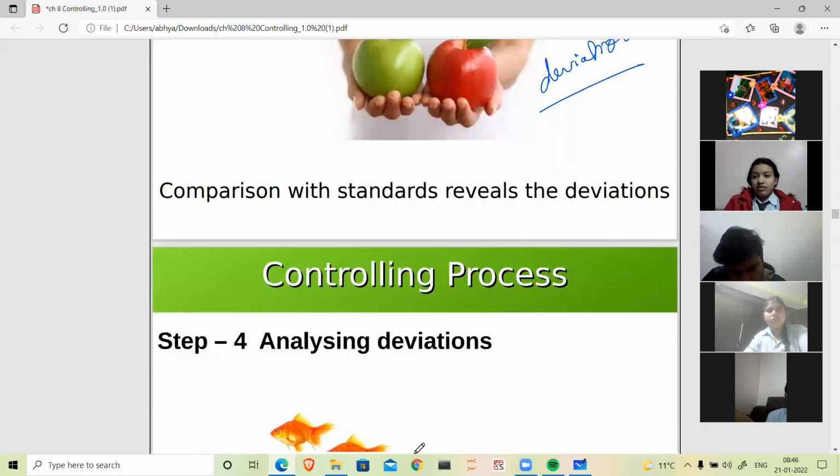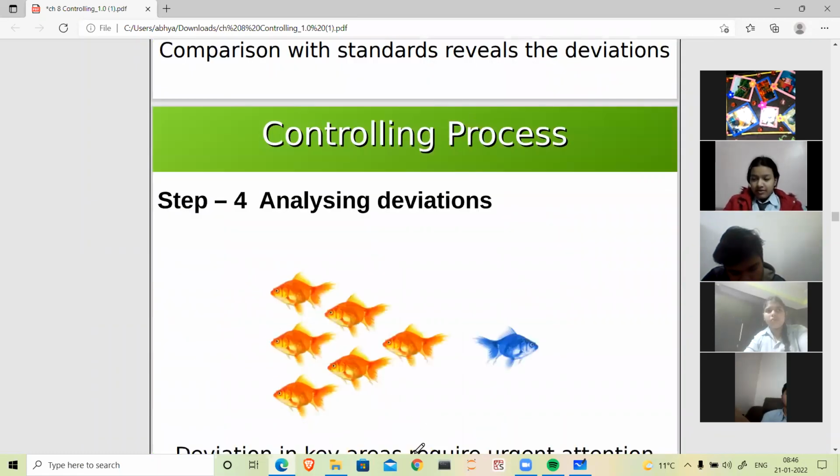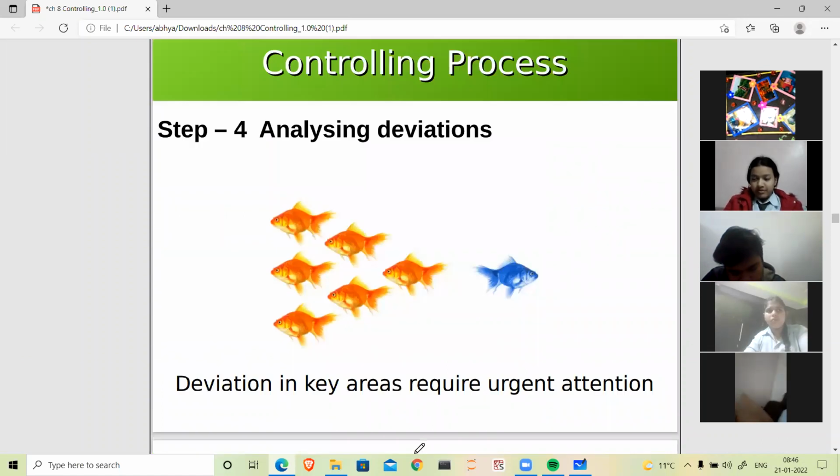The next step, which we started, is analyzing deviation. This is a very, very important step in the controlling process. Whatever deviations you have got in the third step, whether positive or negative, in this step all the deviations will be analyzed. Analyzed means we will find out the reasons behind the deviation.